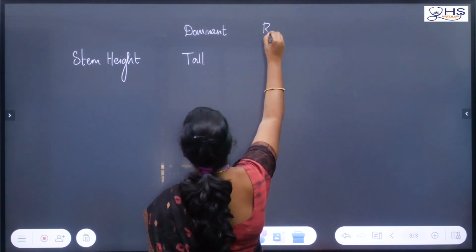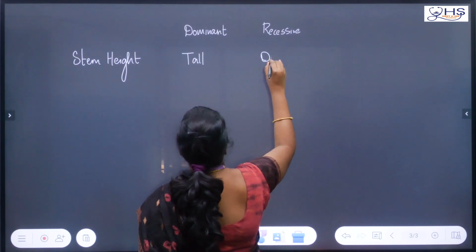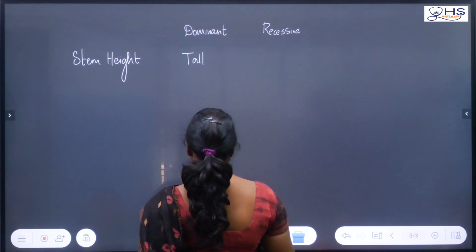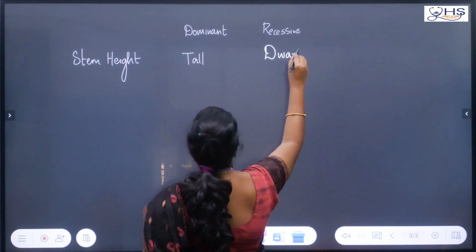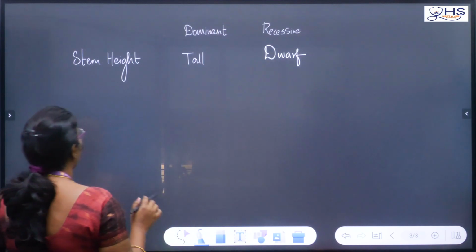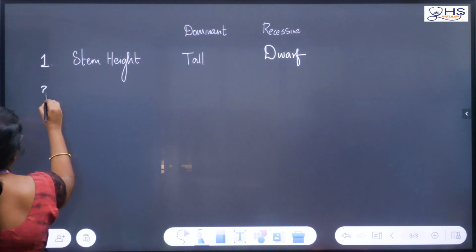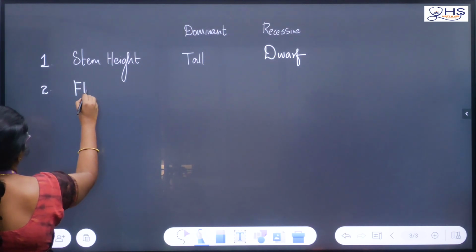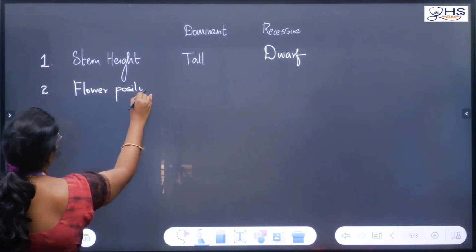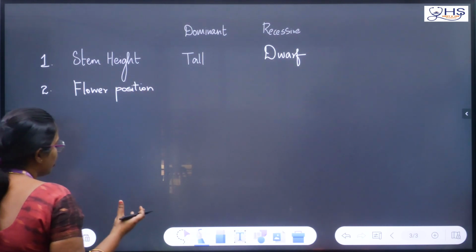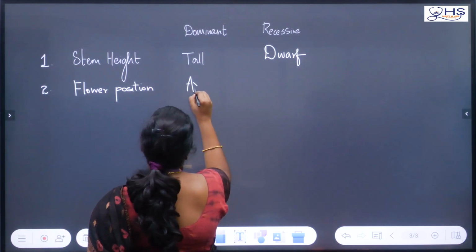What about recessive? Dwarf. So first character is height of the stem. Second one is the position of flower. Flower position. When he was accounting the flower position, there are two positions. One is axial.